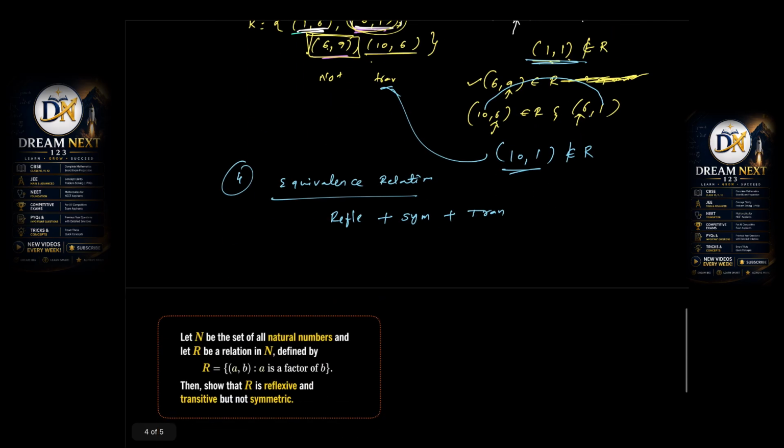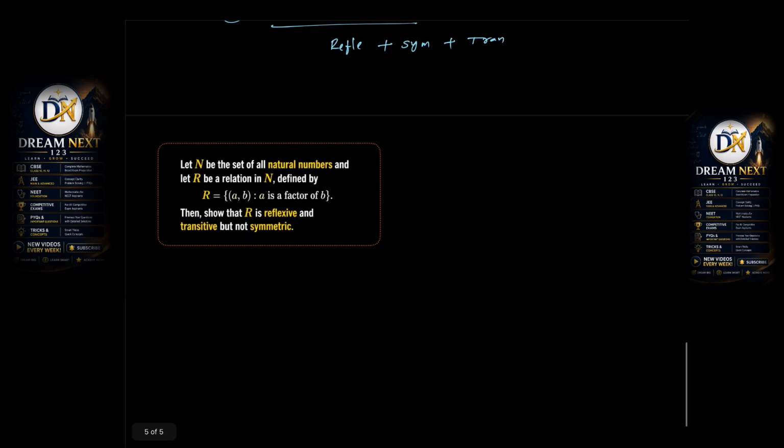Okay. Then after that, come to this question. In this question, let N be the set of natural numbers. That means our set A is nothing but the natural numbers. It is clearly mentioned that R is a relation in N, which is nothing but R mapping natural numbers to natural numbers.